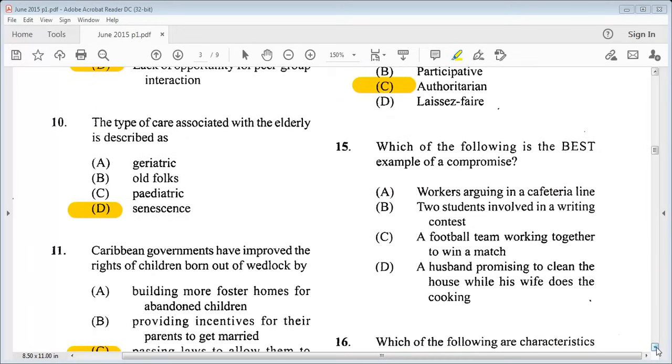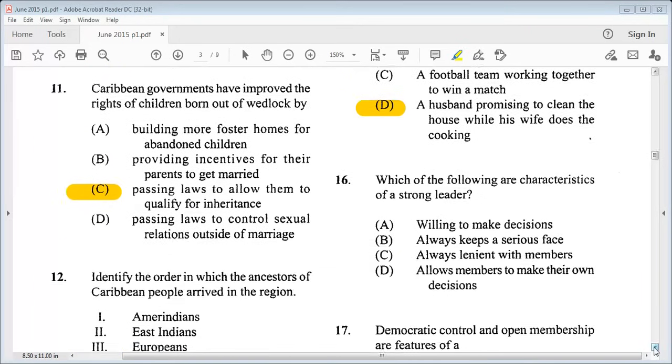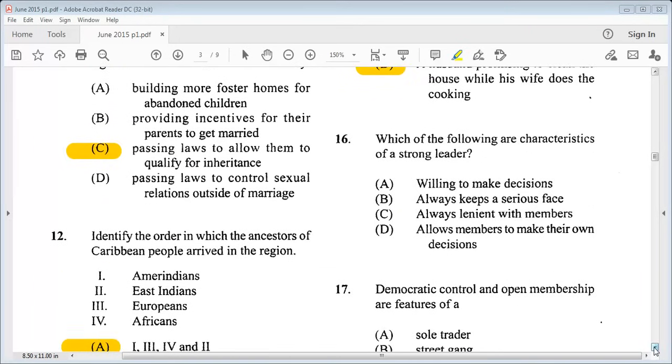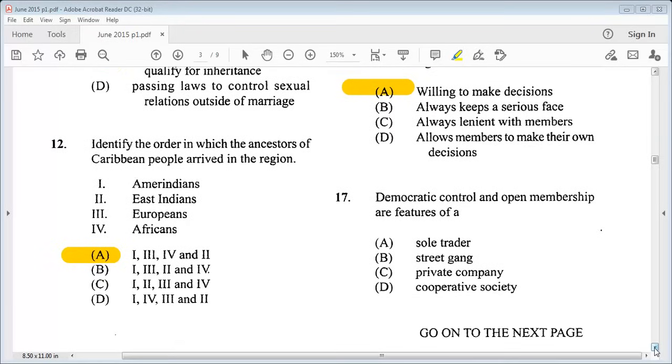15 says, which of the following is the best example of a compromise? We know it is D, a husband promising to clean the house while his wife does the cooking. 16 says, which of the following are characteristics of a strong leader? We know it is A, willing to make decisions. And some of these questions have been repeated. So we're just going through them.